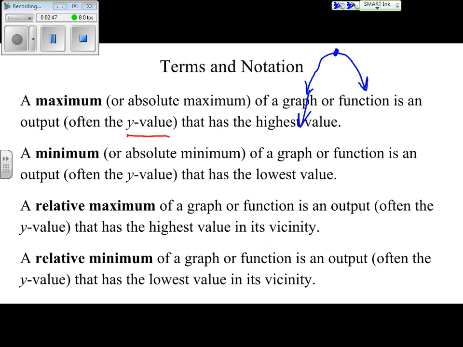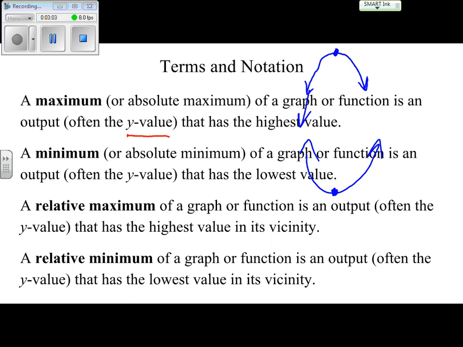A minimum would be more like a typical parabola, like this. And we would see that we have a lowest spot, again, occurring at that vertex. And there's no spot that can be lower. Again, it goes higher, but there's no spot lower.